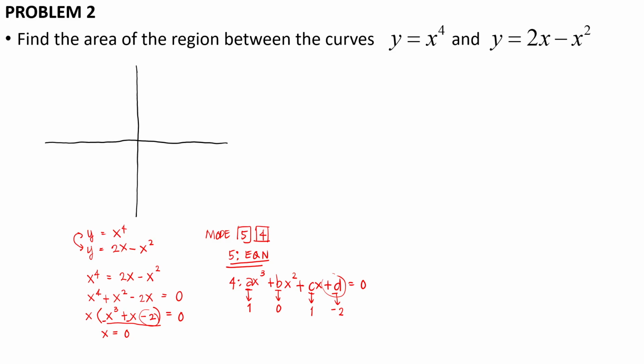Once you're done inputting the different coefficients per box, press the equal sign again, then you're given x1 is 1, and then x2 is an imaginary number, then x3 is also an imaginary number.